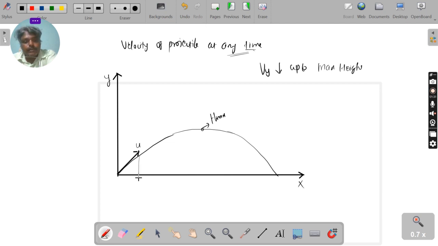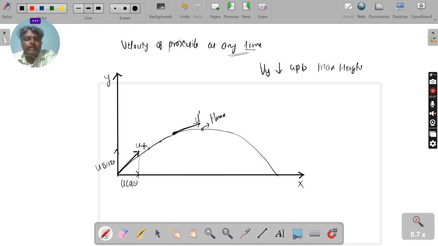Let's say it's u. This is a horizontal component velocity u cos theta. This is a vertical component velocity u sin theta. So the particle traces its path, this parabolic path. Each and every instant, the velocity is tangent to the curve. Now the velocity looks like this. This is the resultant velocity u dash.